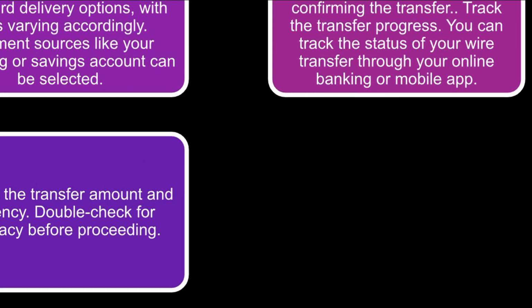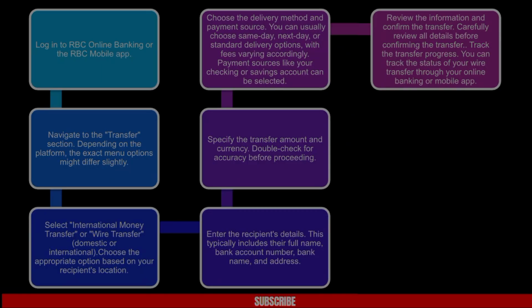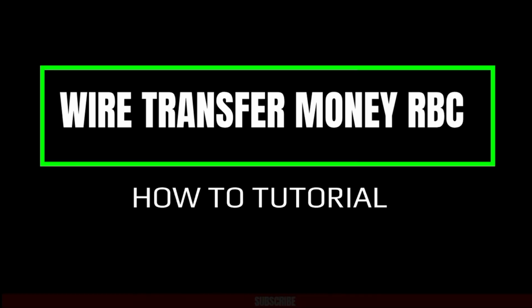At last, review the information and confirm the transfer. Carefully review all details before confirming the transfer. Track the transfer progress. You can track the status of your wire transfer through your online banking or mobile app. That's all. That's how you can wire money on RBC.